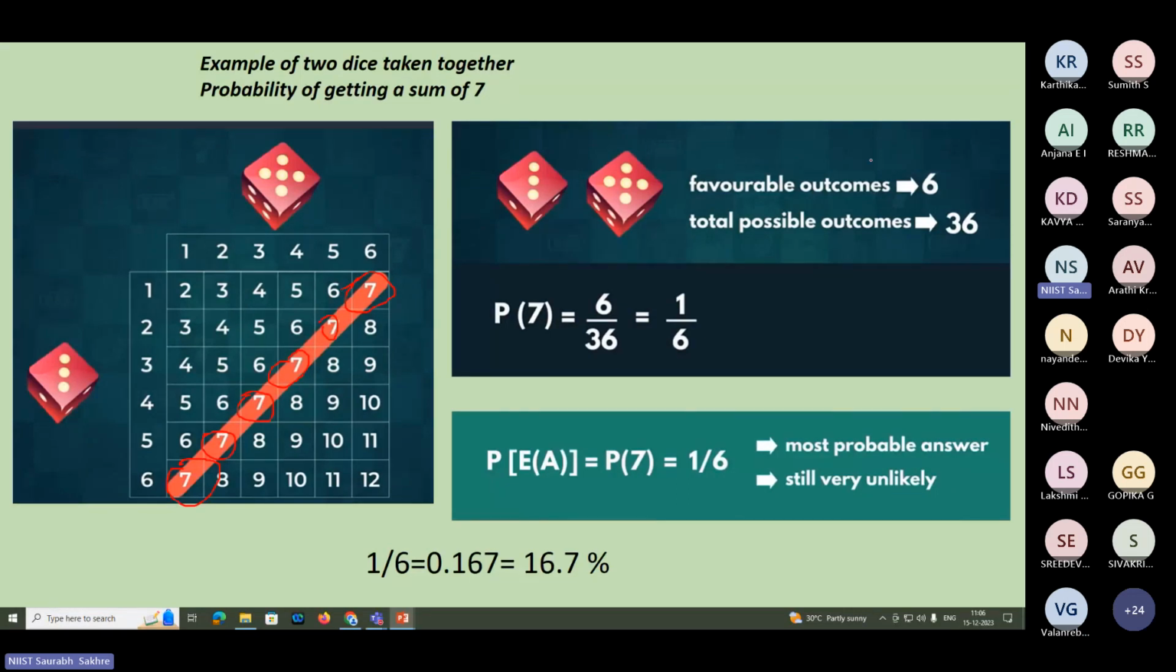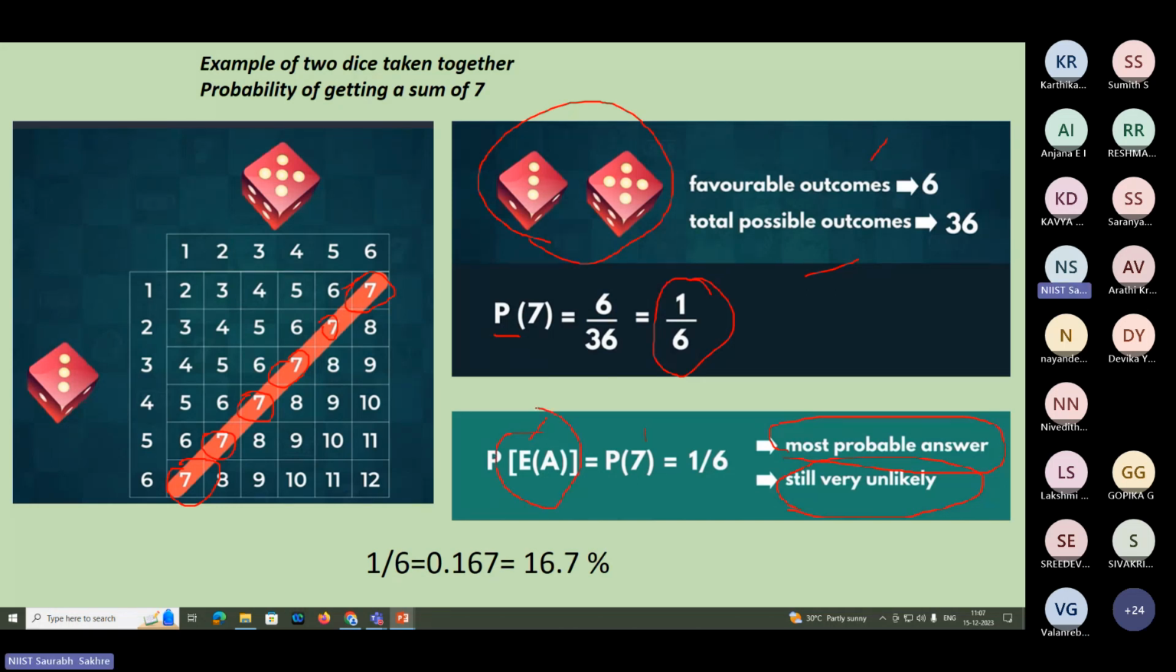So favorable outcomes 6 and total possible outcomes 36. Right? Total possible outcomes 36 only. So 6 by 36, 1 by 6. So the probability of getting a sum of 7 is P of 7, 6 by 36, 1 by 6. Okay. Now, in this case, the probability of the expected value, P7, will be 1 by 6. So it is the most probable answer, but it's still very unlikely. Okay, still very unlikely when I'm talking about expected value.